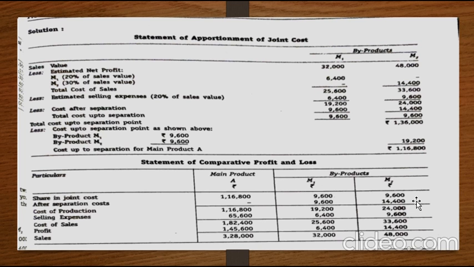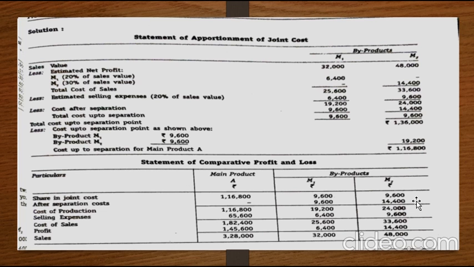Now you will minus your selling expenses from total cost. You will get your cost of production. So now, 25,600 minus selling expense 6,400 you will get 19,200, which is your cost of production for M1, and for M2 it is 33,600 minus 9,600, which will give you 24,000.